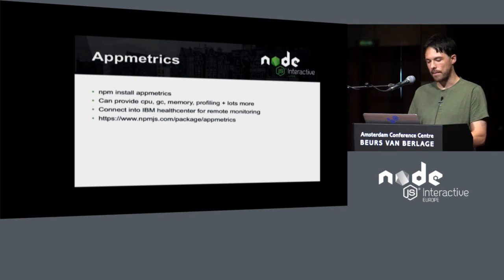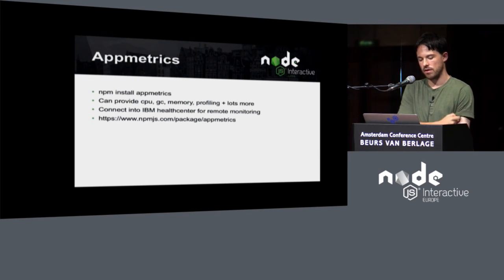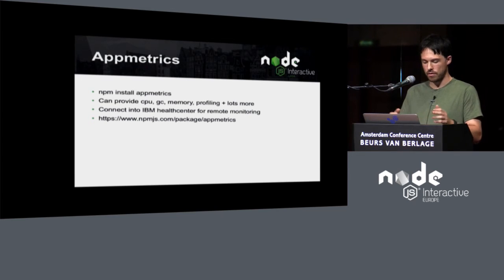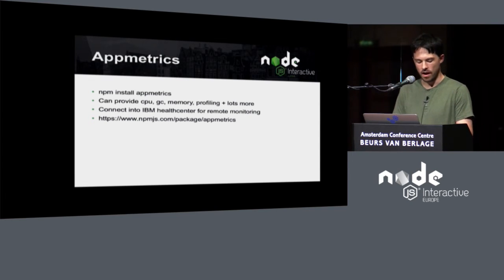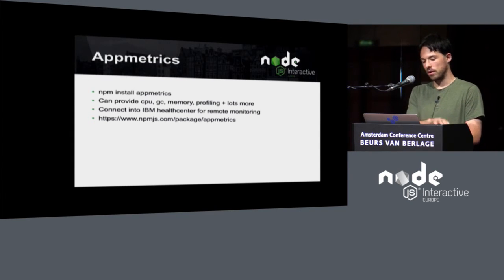So as I mentioned before, Appmetrics could be one option. It's something that you can install through NPM, and you can programmatically get information out about your CPU usage, GC, memory, V8 profiling, loads of different stuff. So you can either write some code that can output that to a file, or you can actually connect it over the network to IBM Health Center to get live monitoring.